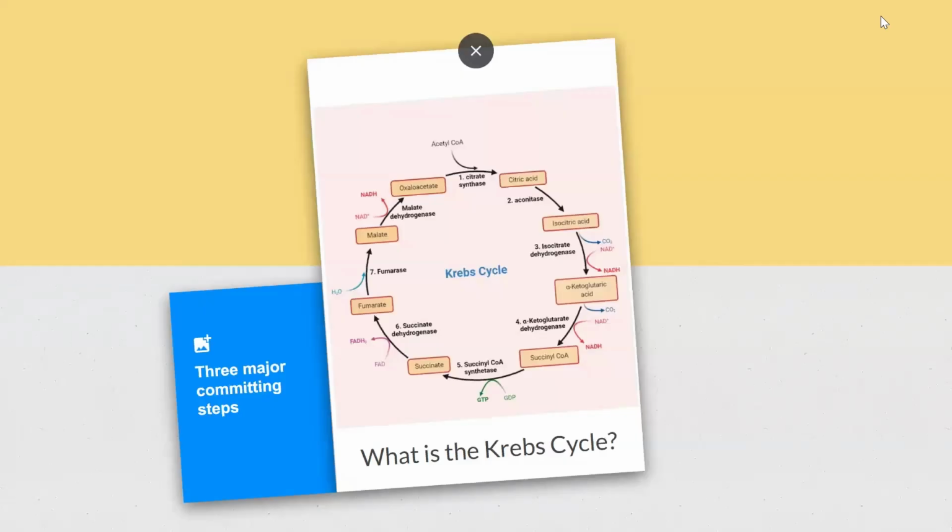So the Krebs cycle contains three major committing steps, and citrate synthase catalyzes the very first one. This makes it essential for energy production and sets the pace for mitochondrial metabolism. The Krebs cycle is also called the citric acid cycle, and this occurs in the mitochondria to generate energy through the oxidation of acetyl-CoA into CO2 and water.